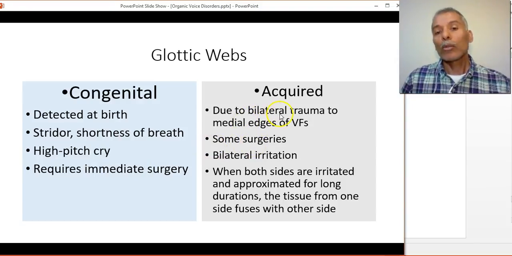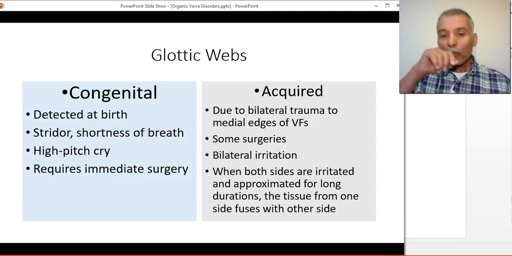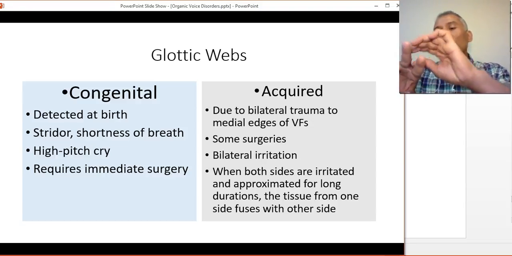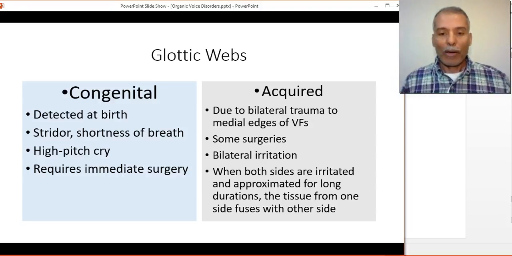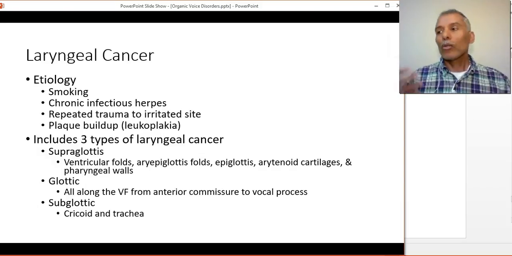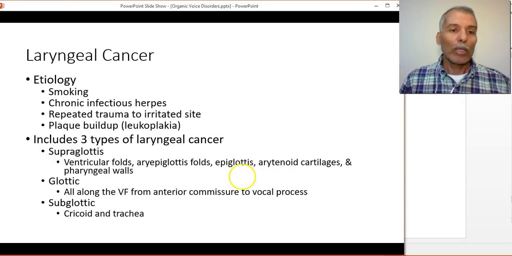But acquired, it is due to bilateral trauma, and it affects the edges of the vocal folds. And in some cases, there are surgeries that require intubation, and so there's irritation on both sides. Then after the surgery, that tissue can grow and develop, and then it can connect the two sides together, causing a web. And so again, these are things that you might run into, and then you refer to the specialist.